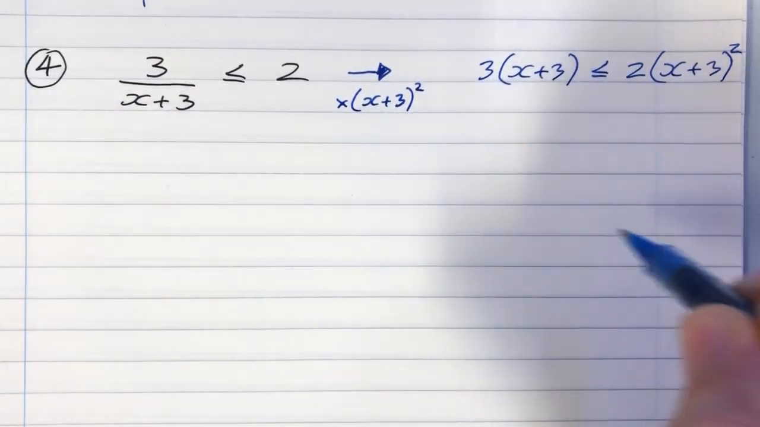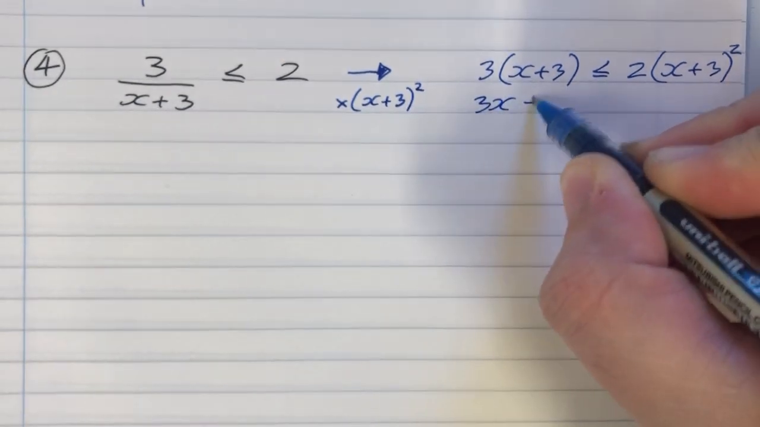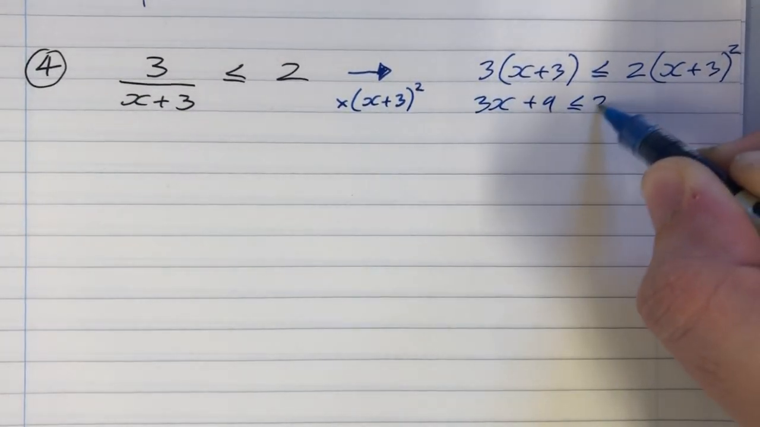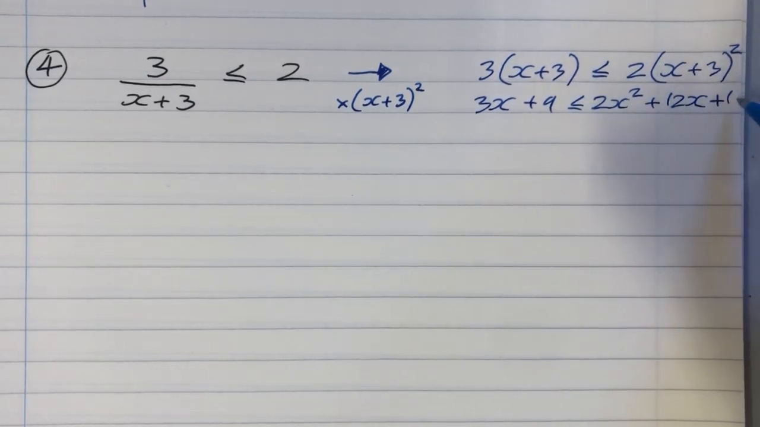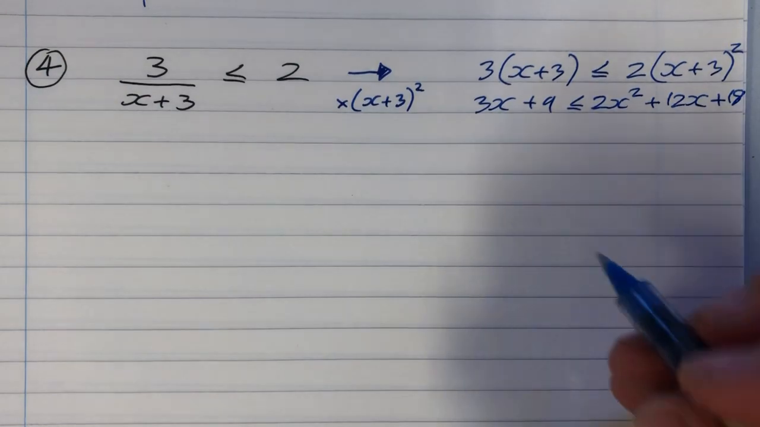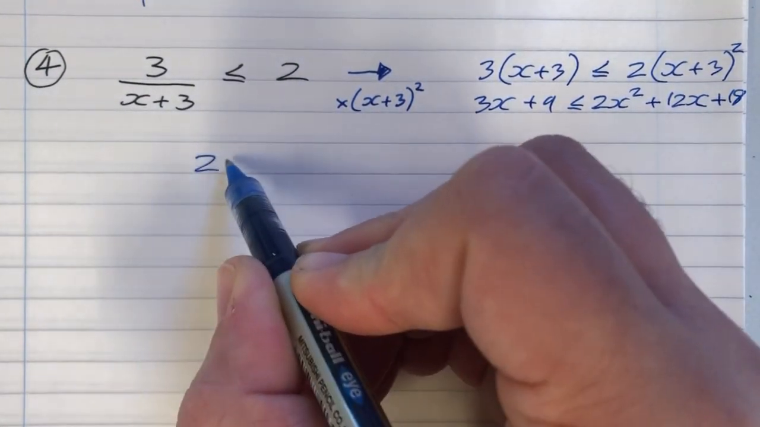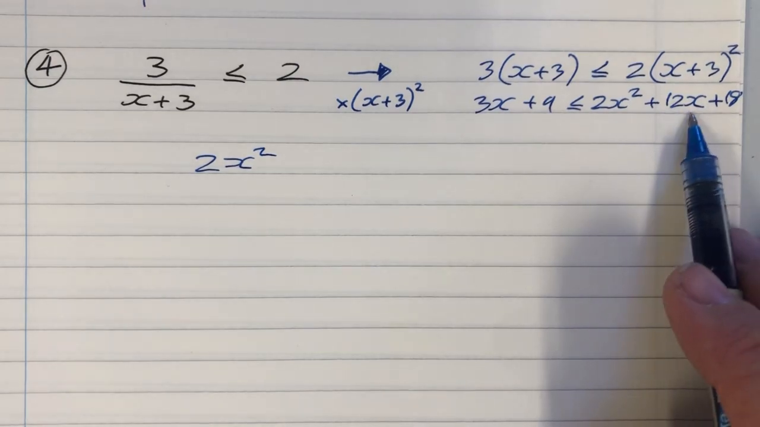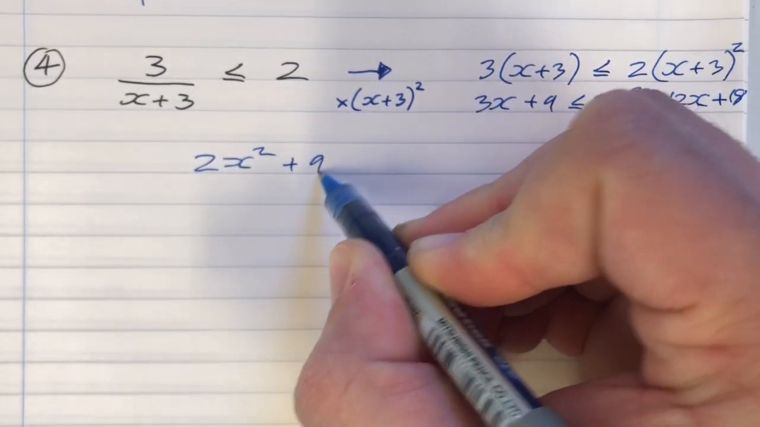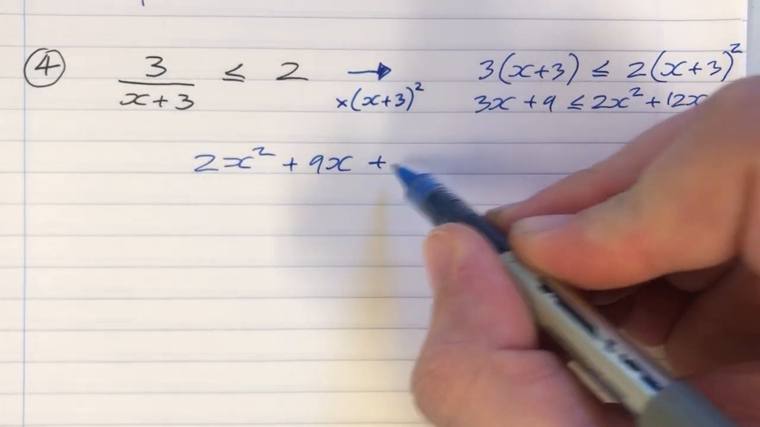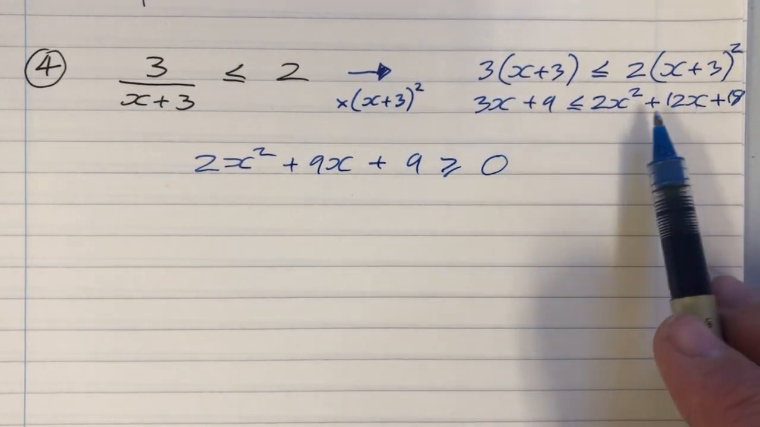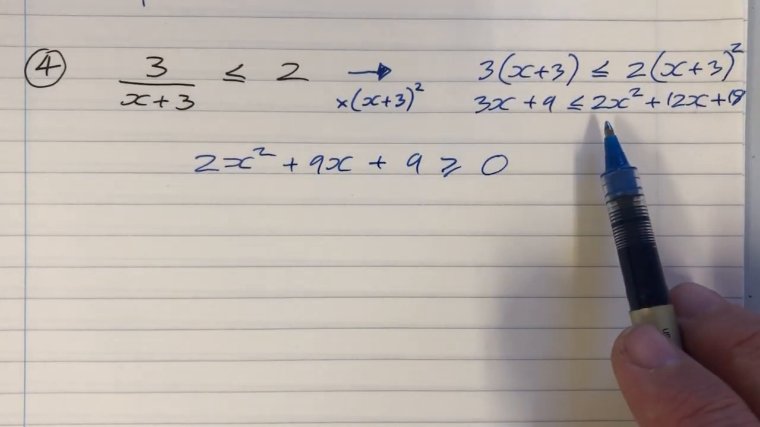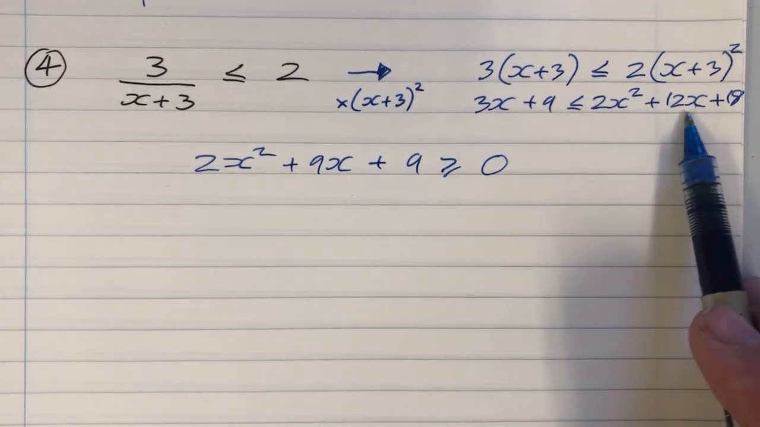Now I'm going to multiply out the brackets. So I'm going to get 3x plus 9 is less than or equal to 2x squared. I'm going to get a 6x from the brackets, so it's going to be plus a 12x. And I'm going to get a plus 9 times up by 2 is going to be plus 18. And then rearrange that. I'm going to get 2x squared, 12x minus 3x is 9x, 18 minus 9 is 9. And that's going to be greater than or equal to 0. Okay, so I have swapped the sides of the equation there, because it would be 0 is less than or equal to 2x squared plus 12x plus 18.